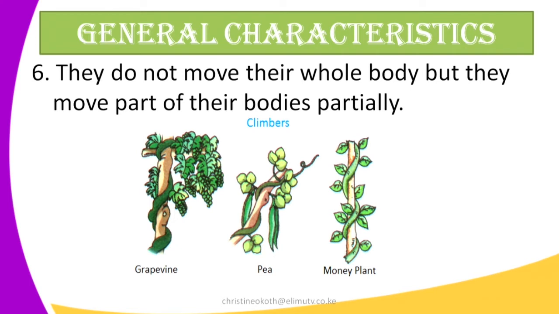For example, the grapevine, as in our illustration. We have the pea plant, which also does the climbing. It supports itself as it goes up towards the source of light. Then we have this plant we normally call the money plant. There are so many other examples, but these are just a few. All these plants cannot move their whole bodies, but they move just part of their bodies, in a slow manner.